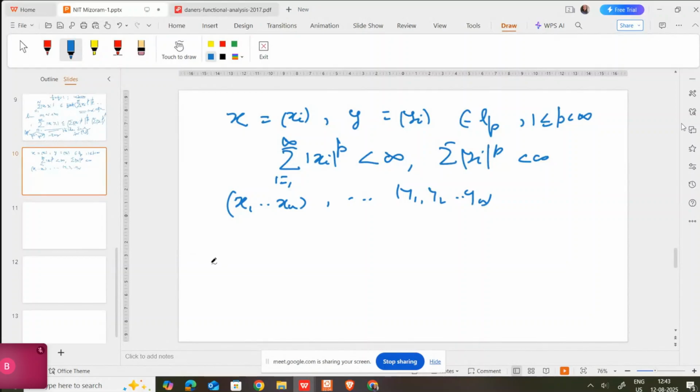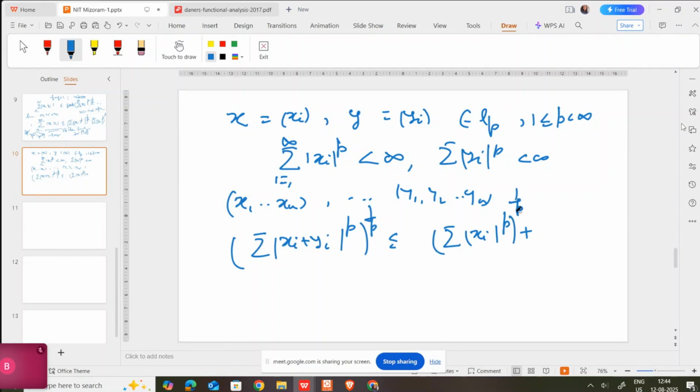Now I apply what we have done earlier. Summation mod xi plus yi raised to p, the whole thing raised to 1 by p, is less than or equal to summation mod xi raised to p, raised to 1 by p, plus summation mod yi raised to p, raised to 1 by p. This we have done for finite sum.